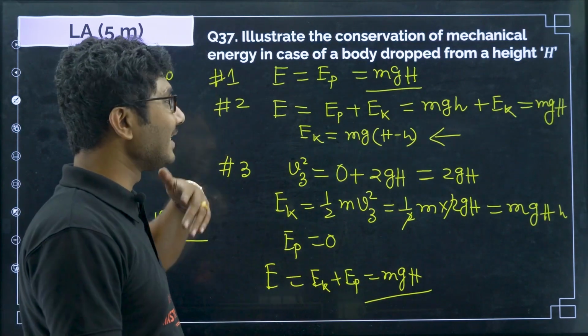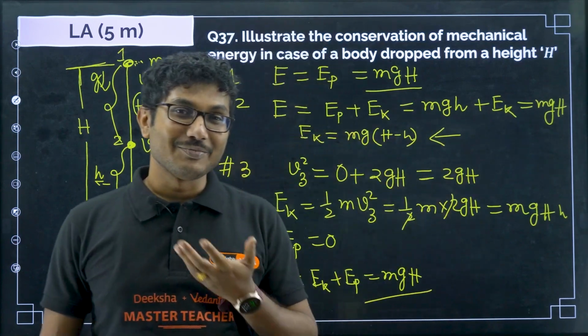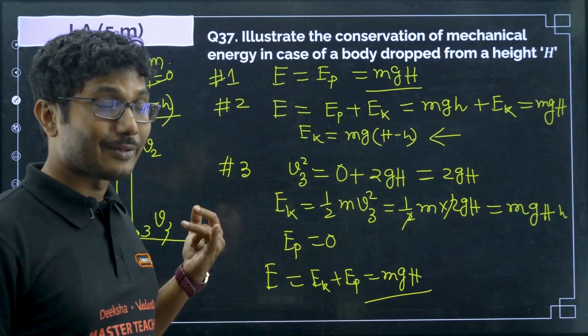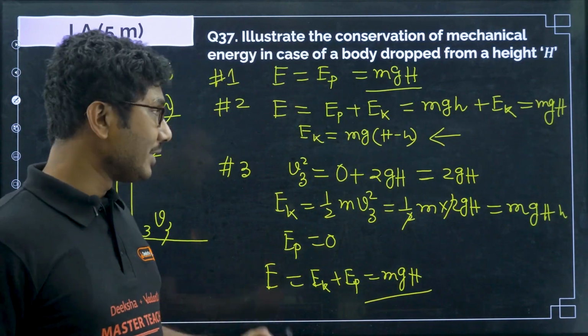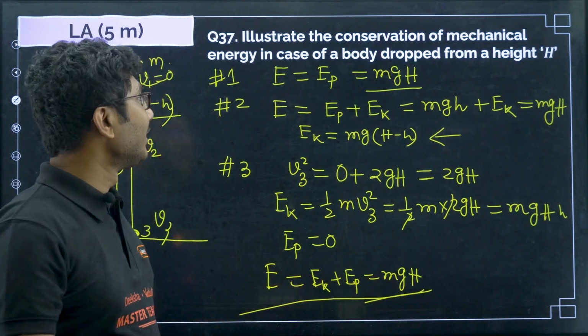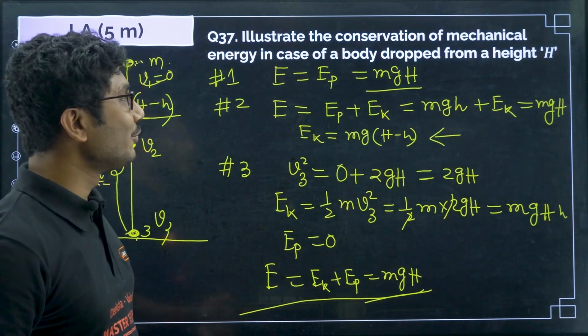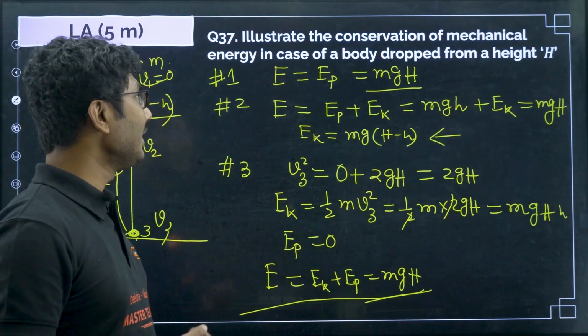I have seen students say that due to the conservation of energy, I can write mgh is equal to half mv square. Don't do that. You cannot do it here, otherwise you will get 0 marks. They have asked you to prove the conservation of energy, and if you don't do that and do something else, then it will be a mistake.